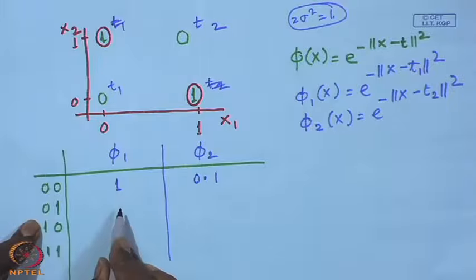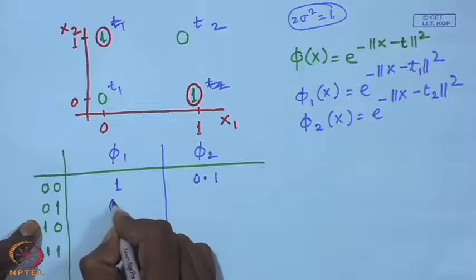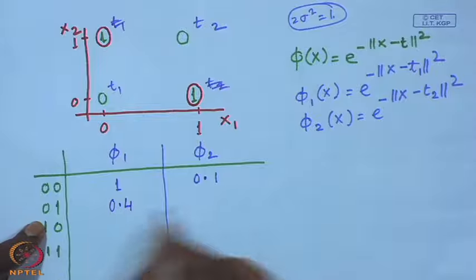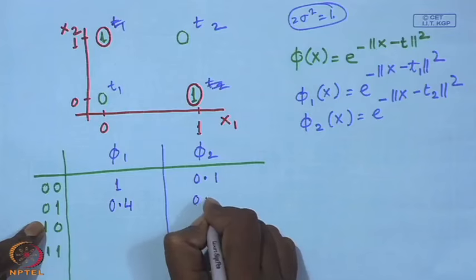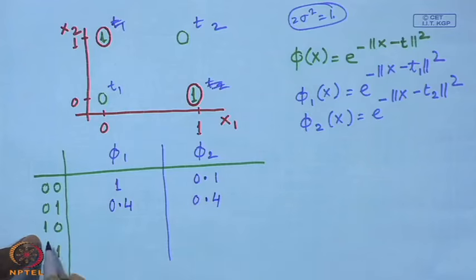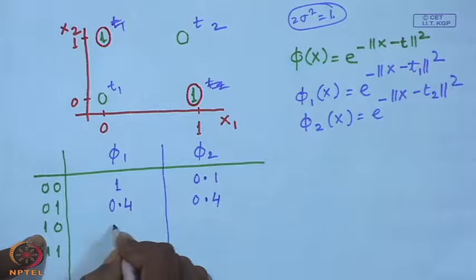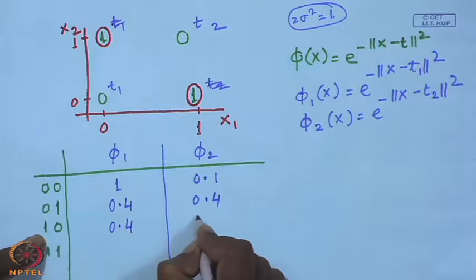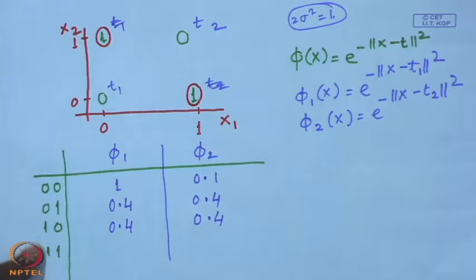Phi 1 of 0 1 will be equal to 0.4 and phi 2 of 0 1 will also be equal to 0.4. Phi 1 of 1 0 will be 0.4, this will also be 0.4. And for 1 1, phi 1 will be 0.1 and phi 2 will be equal to 1. So, this is the kind of situation that I will have.